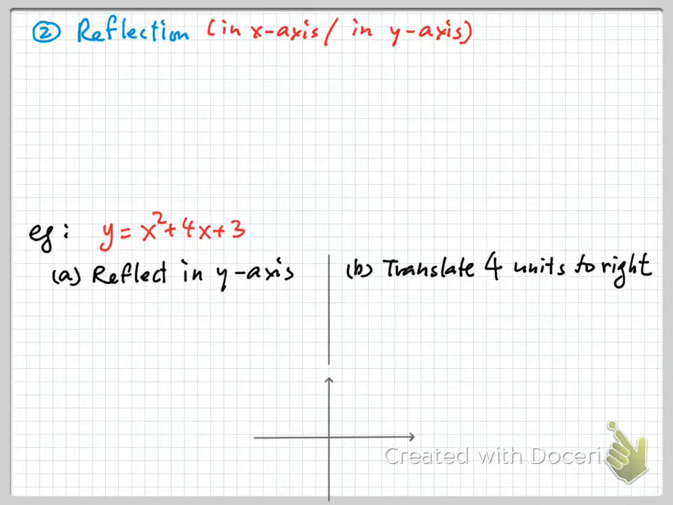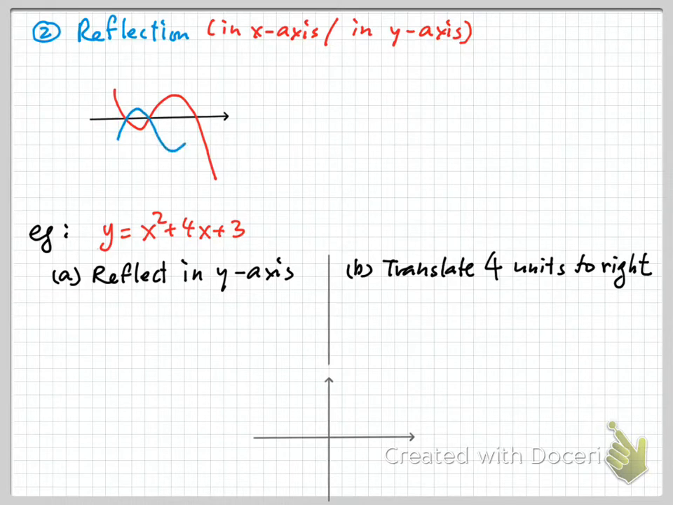Another transformation in DSE will be the reflection. Now, we are only concerned about two kinds of reflection. One is reflection in the x-axis, that is an up-down reflection. If the original graph is like this one, and then you do an up-down reflection, that is the reflection in the x-axis, it becomes something like this.